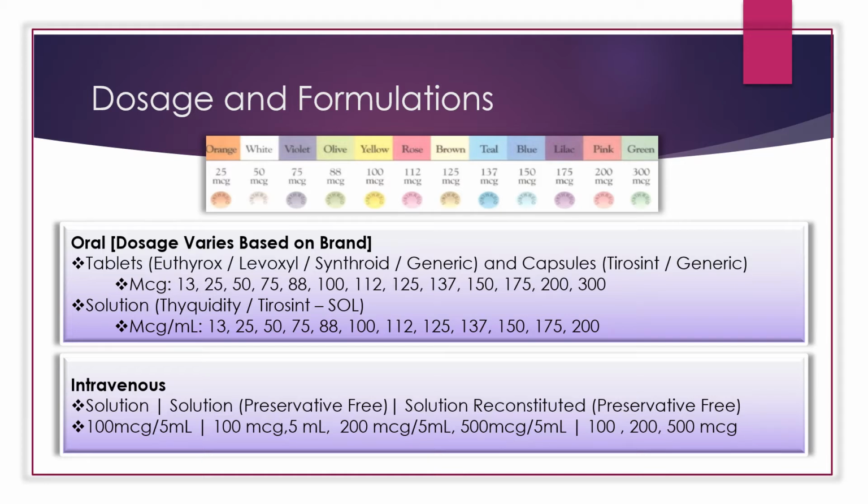Dosage and formulations. Levothyroxine comes in oral tablets, capsules, and solutions, and as an intravenous formulation. The tablets are available in 3 brands, Euthyrox, Levoxyl, and Synthroid, and also as the generic. The capsules are available in brand as Tirosint and as the generic. They come in strengths ranging from 13 to 300 micrograms. The solution form is available in 2 brands, Thyquidity and Tirosint-SOL, in strengths ranging from 13 up to 200 micrograms per milliliter. The dosage strengths for these vary and are based on brand.